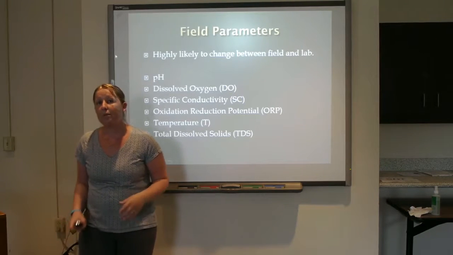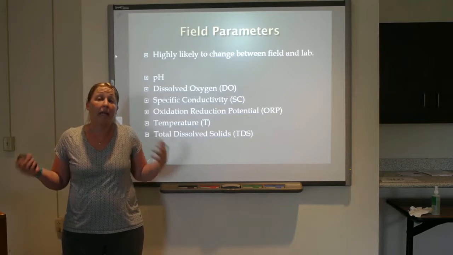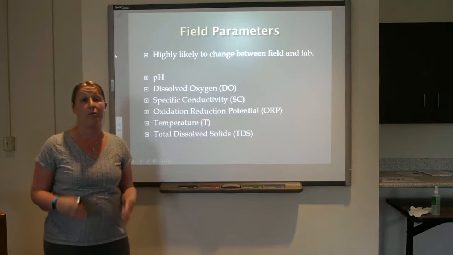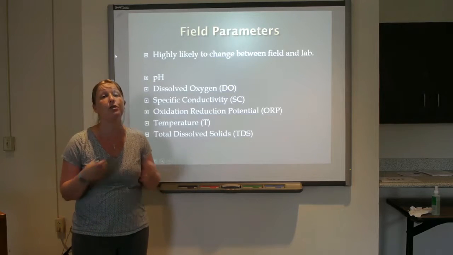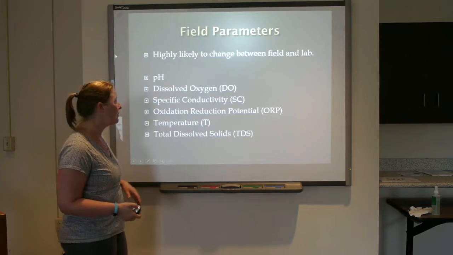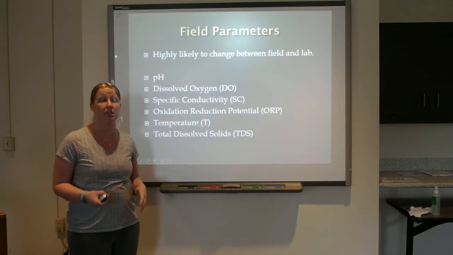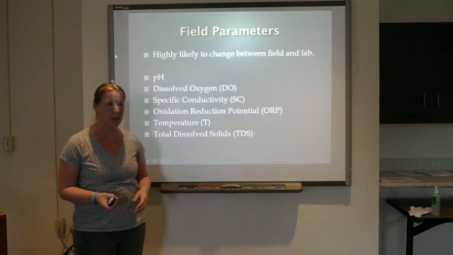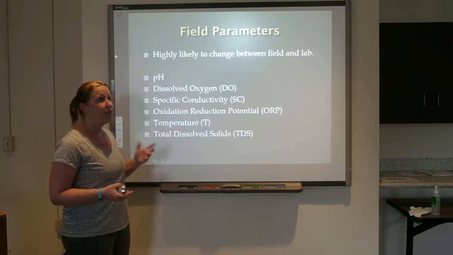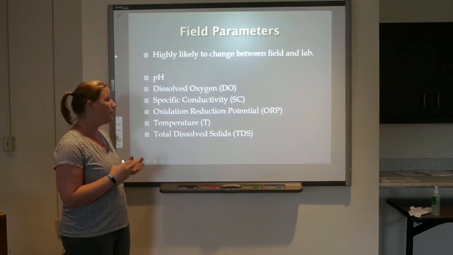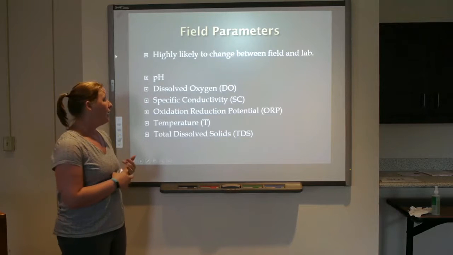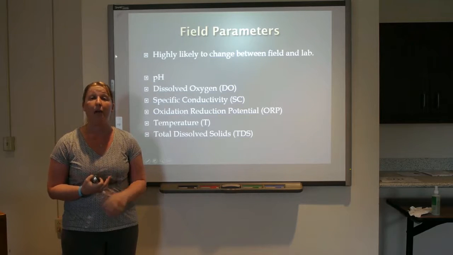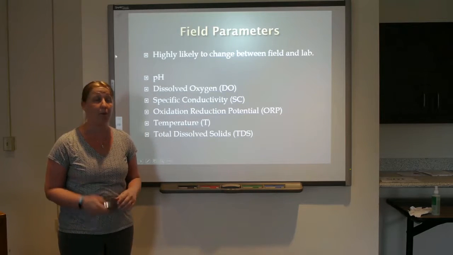So when we talk about field parameters, these are things that would likely change between the field and the lab. So they're things that we measure in the field so that we measure them as close to what they are in the stream as possible. So the primary field parameters that we talk about, and we'll group these together and we'll say field parameters pretty often, are pH, dissolved oxygen, specific conductivity, oxidation reduction potential, temperature, and total dissolved solids. And we'll talk about each of these individually in a moment.